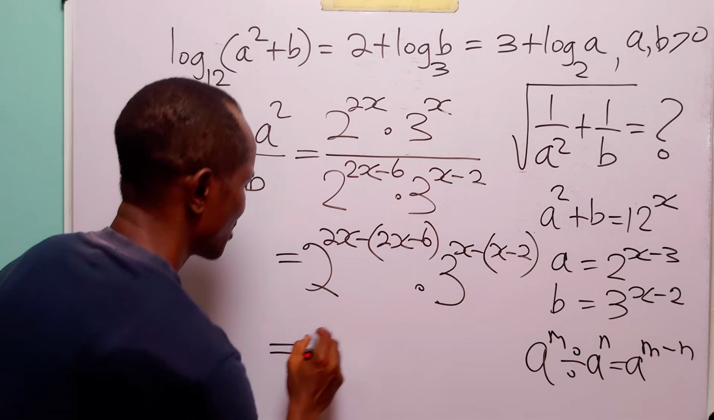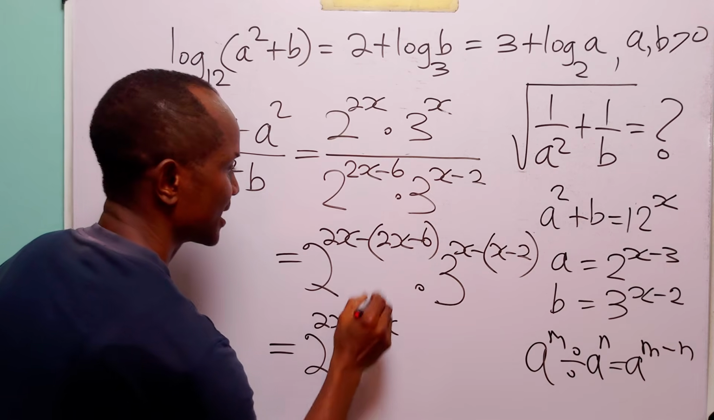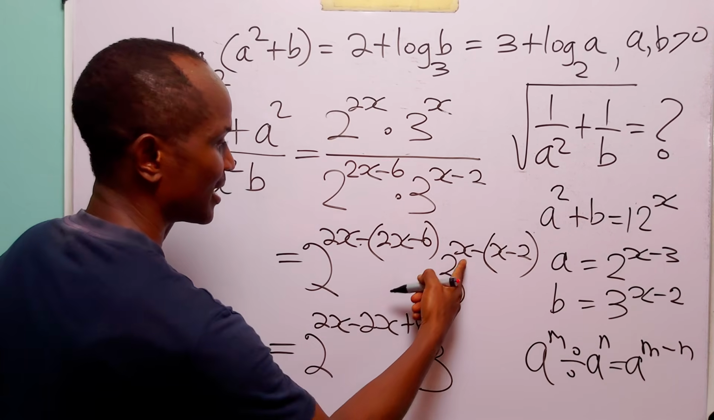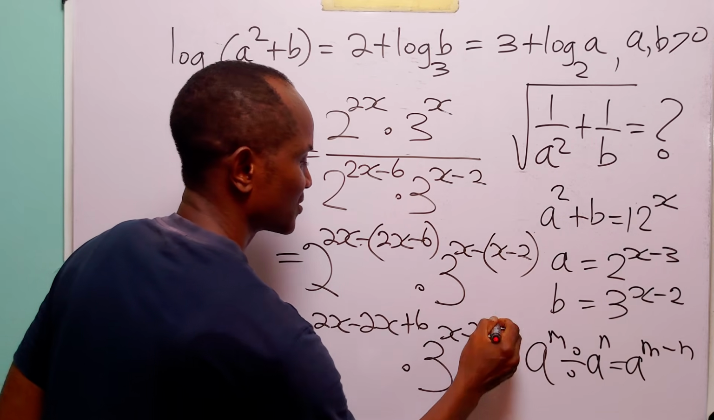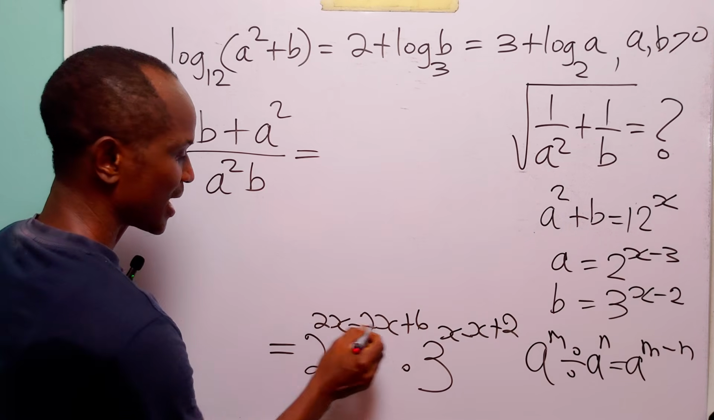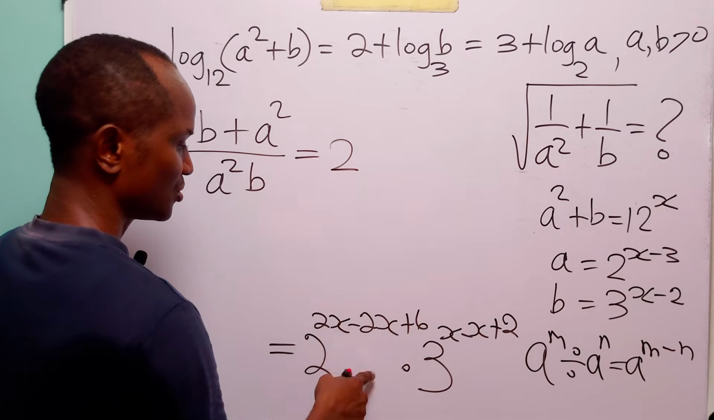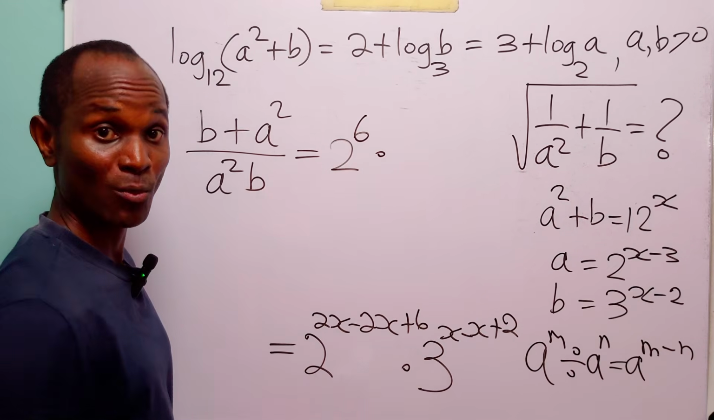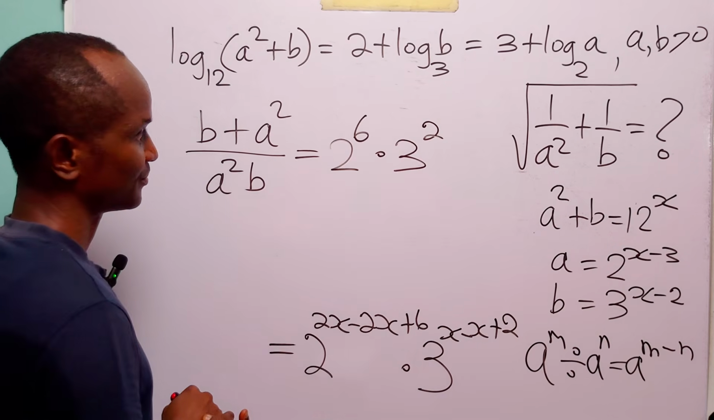When we open the bracket, we have 2 to the power 2x minus 2x, minus minus is plus 6, multiplied by 3 to the power x minus x, minus minus is plus, so we have plus 2. Now, 2x minus 2x is equal to 0. So here we have 2 to the power 6. x minus x is equal to 0. So here we have 3 to the power 2.